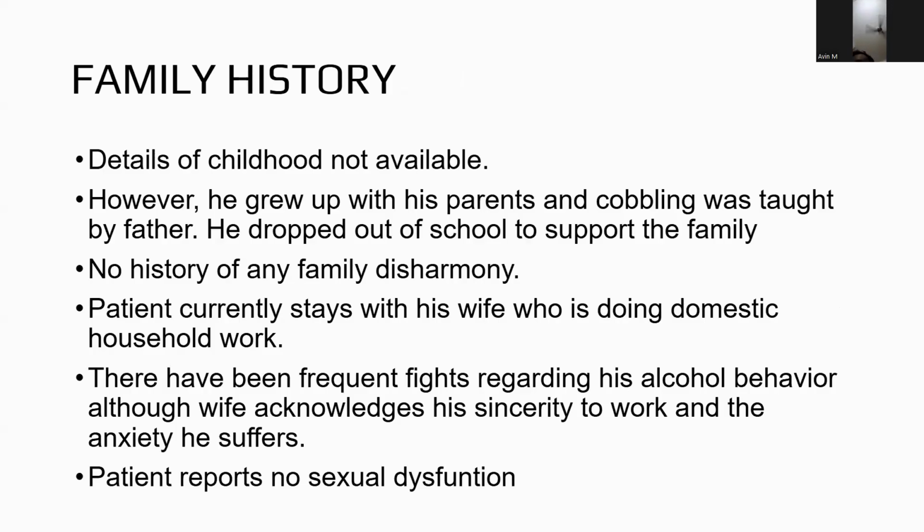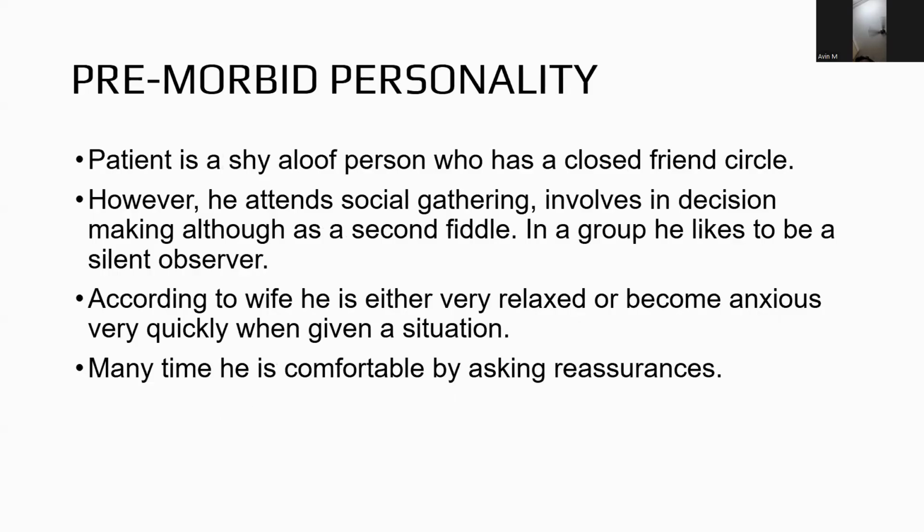It's personal history. Details of childhood was not available. However, he grew up with the parents. Cobbling was taught by his father. He dropped after 10th standard to support the family. Another important thing is there is family disharmony, especially frequent fights regarding his alcohol behavior, though wife acknowledges his sincerity to work and the anxiety he suffers. Next slide.